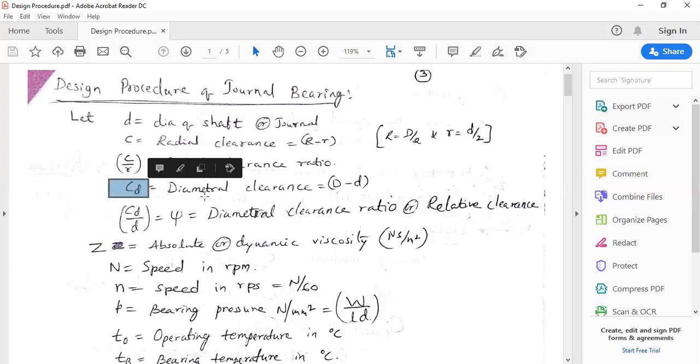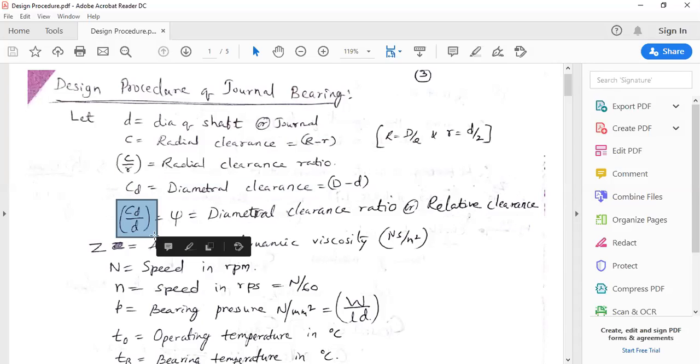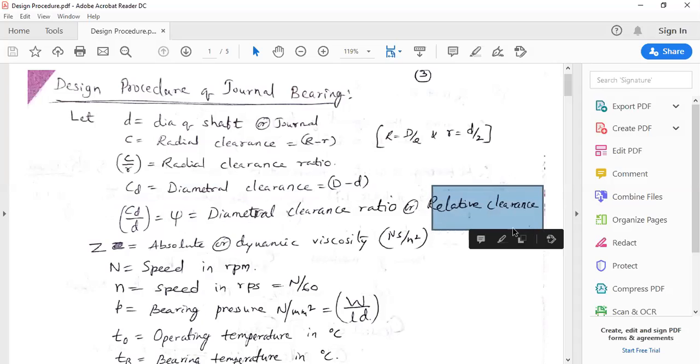Next, capital C suffix D, that is the diameter clearance, which is the difference between the diameter of the bearing and the diameter of the shaft. And the diameter clearance ratio is given by CD by D, which is denoted by the notation psi. This is also called the relative clearance. So this value is as good as or equal to c by R.